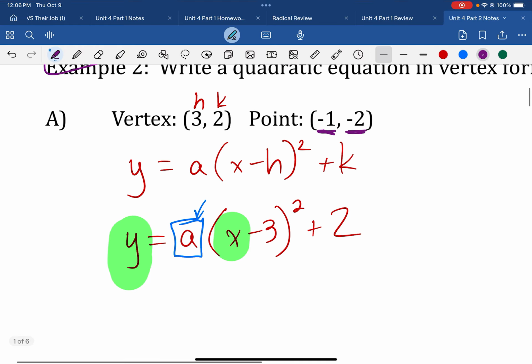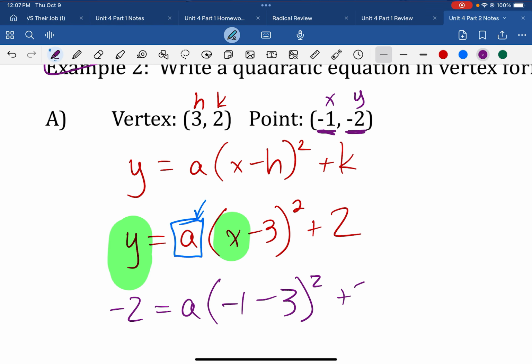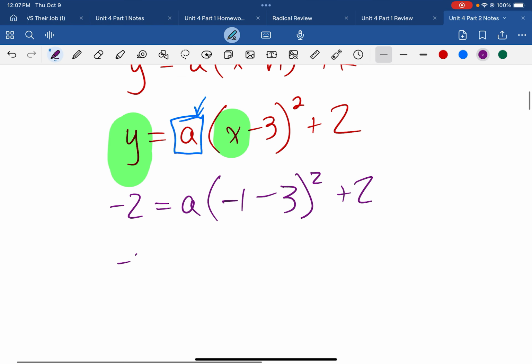So I'm going to take that and plug that in for x and y. So I'm going to go negative 2 equals A, I still don't know. And now I've got an x as well, which is negative 1 minus 3 squared plus 2. And then I'm going to solve for a. So negative 2 equals a, that turns into negative 4 squared plus 2.